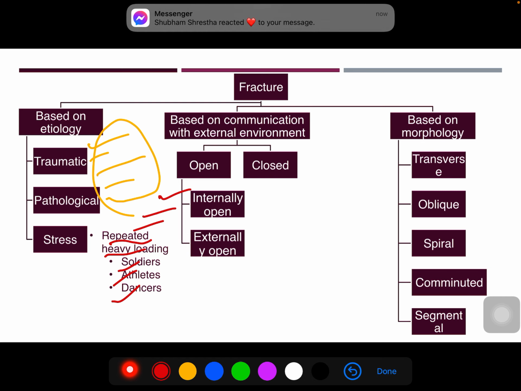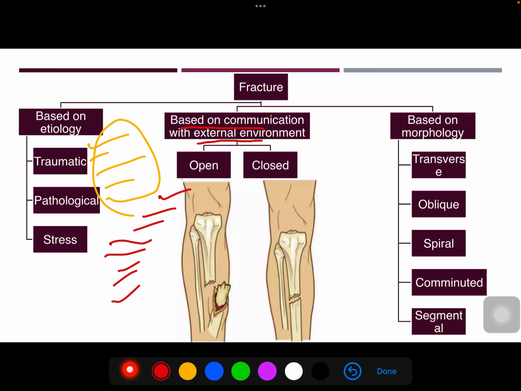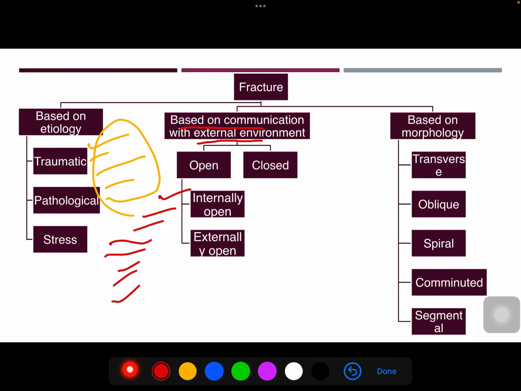Based on communication with the external environment, it is divided into open and closed. For the open, it is internally open and externally open.